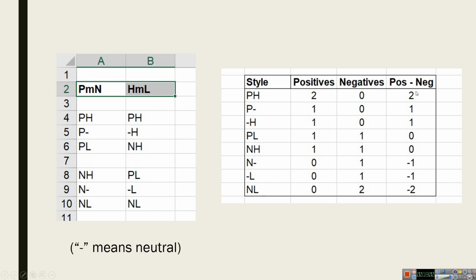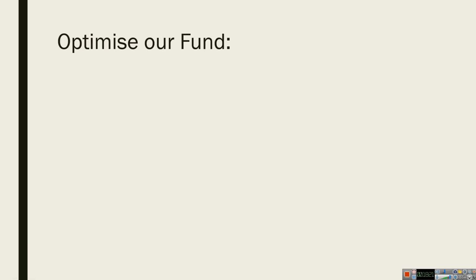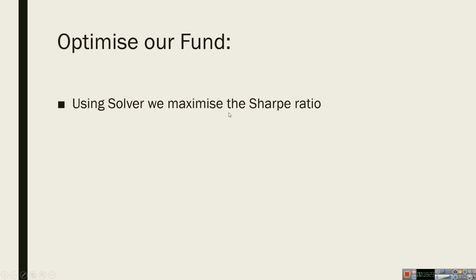And so we then put this into Solver, and we put some constraints in here to say we must have 2 of these, if you like, or twice the weight here, and no weights and negative weights on these different styles that we've generated over here. And we then set Solver to maximize the Sharpe ratio. We want the highest return for the lowest risk.